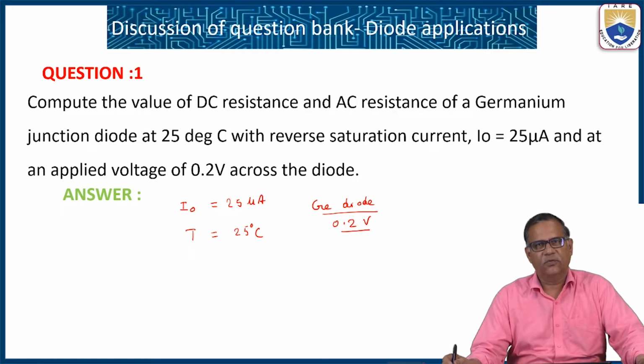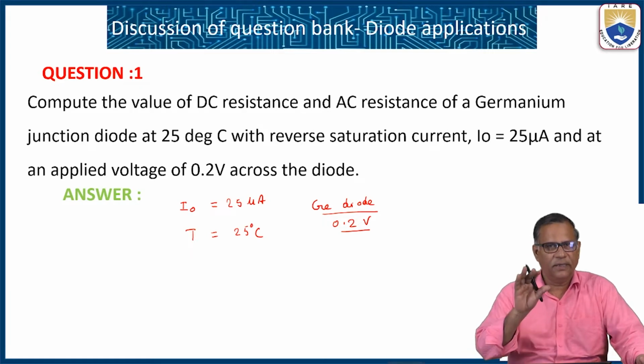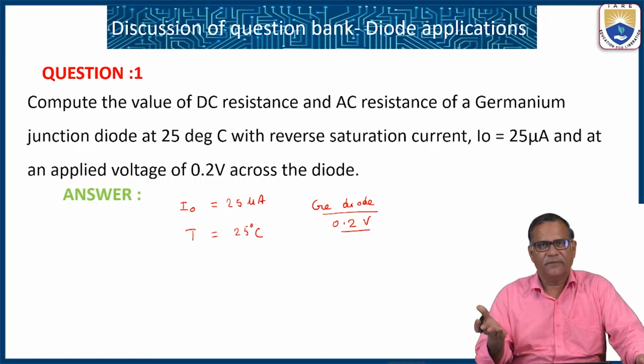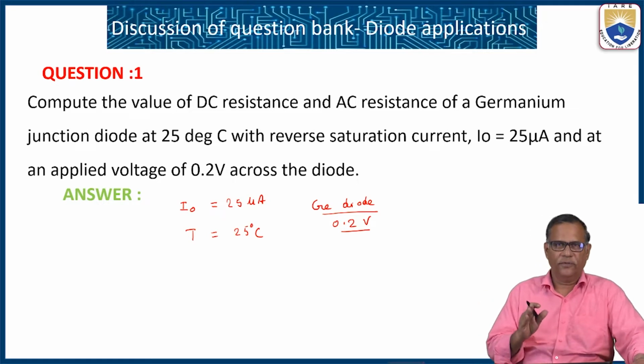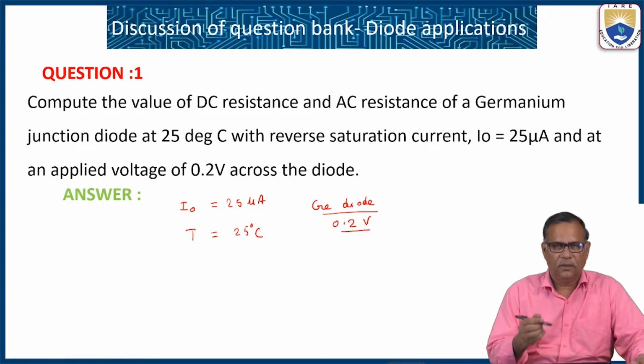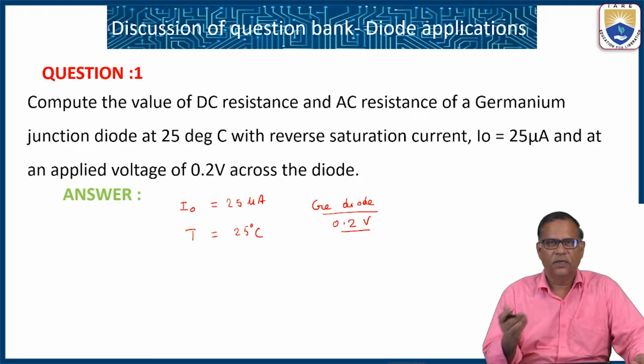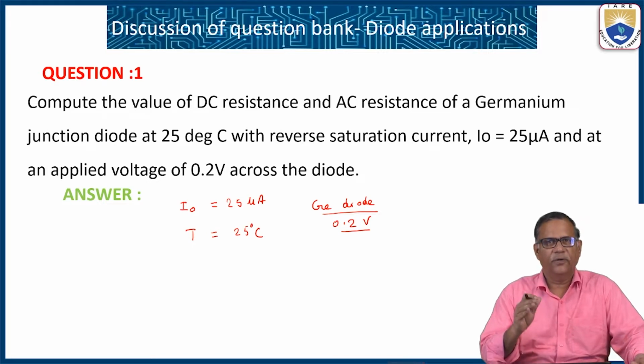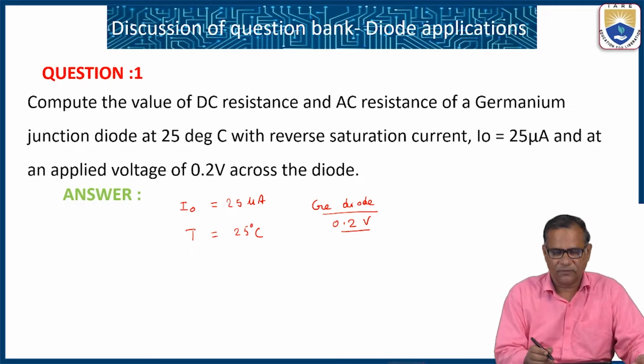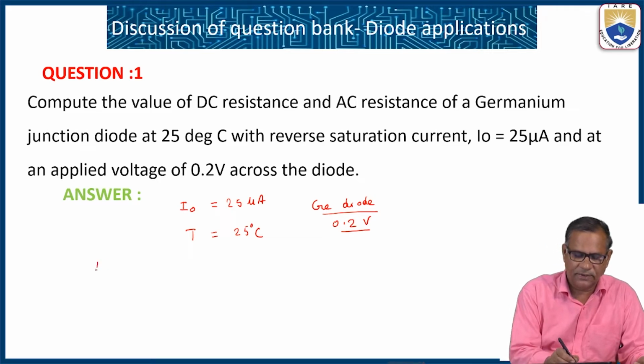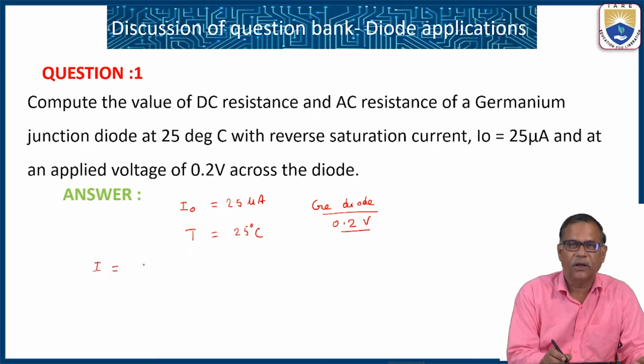Resistance is nothing but voltage by current. Voltage is already given as 0.2 volts. Now let us find out the current. So what is the equation for current? I0 is the reverse saturation current. So I is equal to I0 into e power v by eta Vt minus 1. So this is the equation, and from this equation let us find out the diode current.